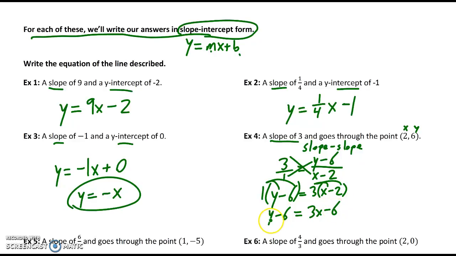And the last thing you do is we want to try and get y by itself, so we're going to add 6 to both sides. And when you do, you get y equals 3x. That's it. Notice how it's in y equals mx plus b. I now know the slope is 3, and the y-intercept would be 0, because I'm not adding anything outside.